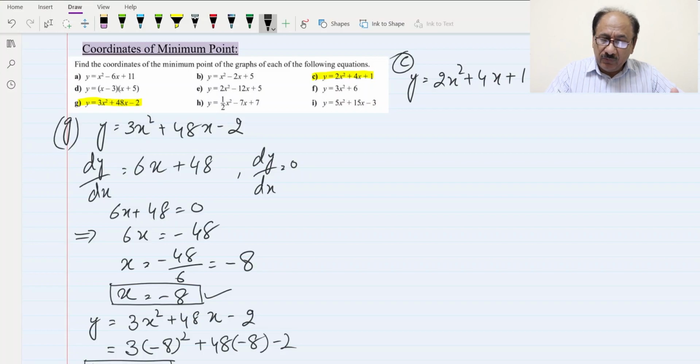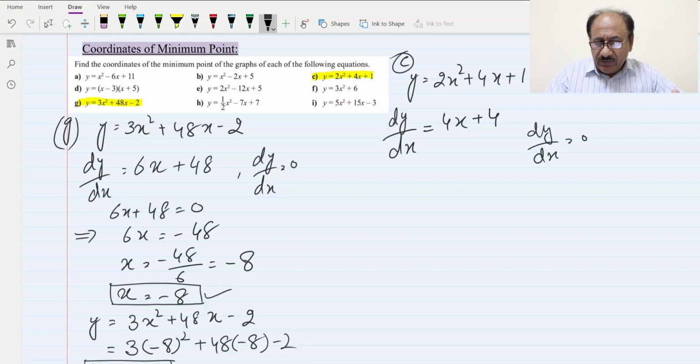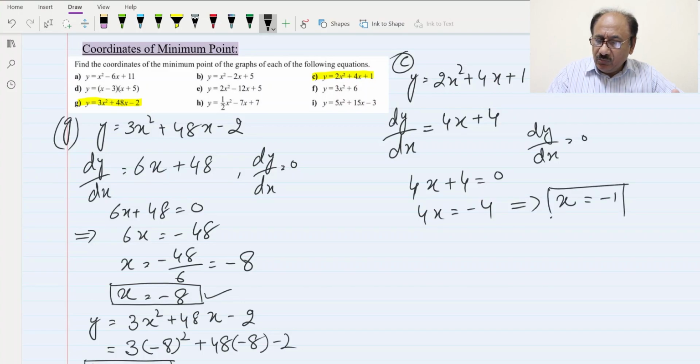For this one, our first step is dy over dx. We will find it first. So this will be 4x plus 4. This will be the derivative. Then we have to put dy over dx is equal to 0. These are simple and straightforward steps. So 4x plus 4 is equal to 0. 4x is equal to minus 4. This implies x is equal to minus 1. So x is equal to minus 1 will be the x coordinate.